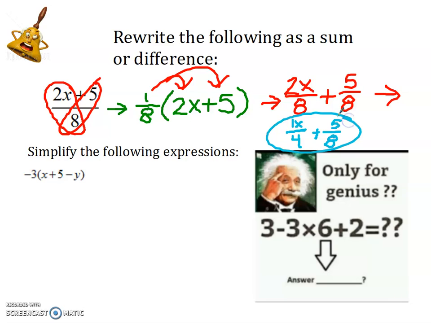The question you should be asking yourself, do we have to have that 1 in front of the x? And no, you do not. It would be fine if you also had x over 4.